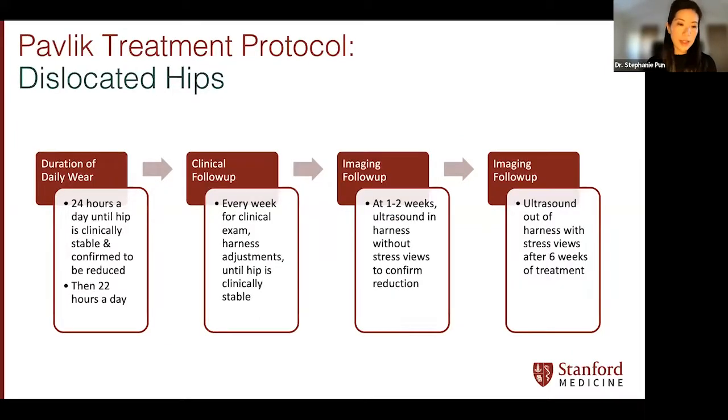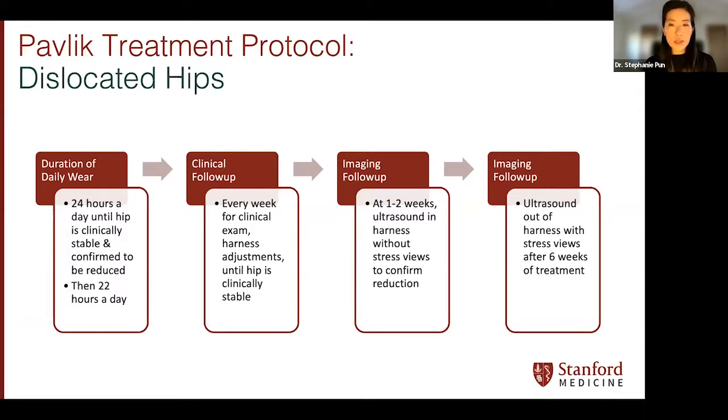For dislocated hips, we follow a little bit more closely because there is the concern that the pelvic harness could be holding the hip in the wrong position, or if the femoral head dislocates while in the harness, we want to catch that early and correct that. So initially, the pelvic harness is kept on 24/7, and parents just sponge bathe the infant around the harness. And we keep it on 24/7 until the hip is clinically stable and confirmed on ultrasound to be in the right position, reduced. We follow up every week with a clinical exam and adjust the harness.